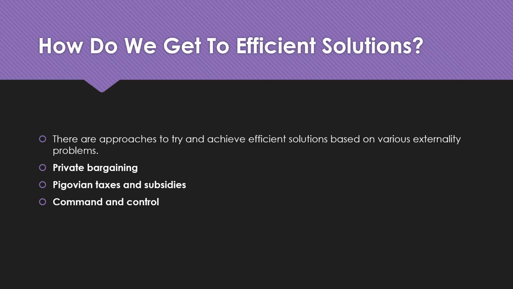So the question now is, how do we get to efficient solutions? There are three categories. Command and control really speaks to a pollution negative externality context, but the other two can be remedies in both the context of a negative externality or a positive externality. And the first one is private bargaining. That's going to speak to the Coase theorem that I mentioned earlier.